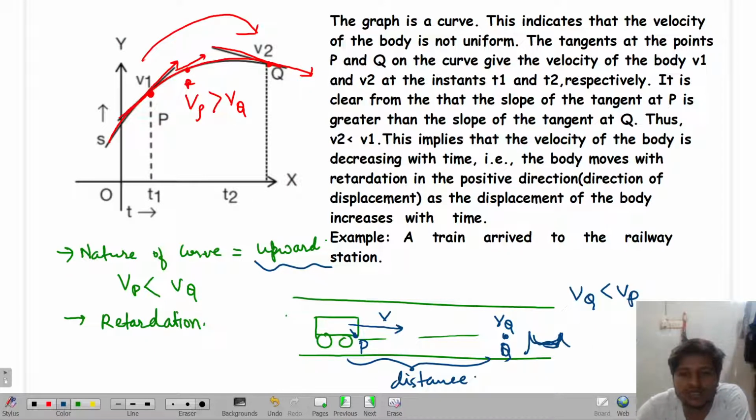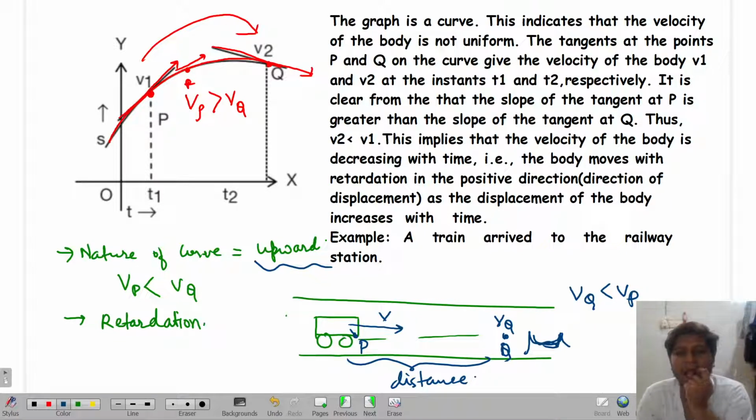Are you able to understand this point? Yes or no? If the body is moving in the forward direction, still the velocity is decreasing, what kind of graph will there be? Any doubt, guys? No, sir. Sanjana, Arpita, Parinita, this is a very interesting point. Okay, Yuvraj, are you able to understand this point?